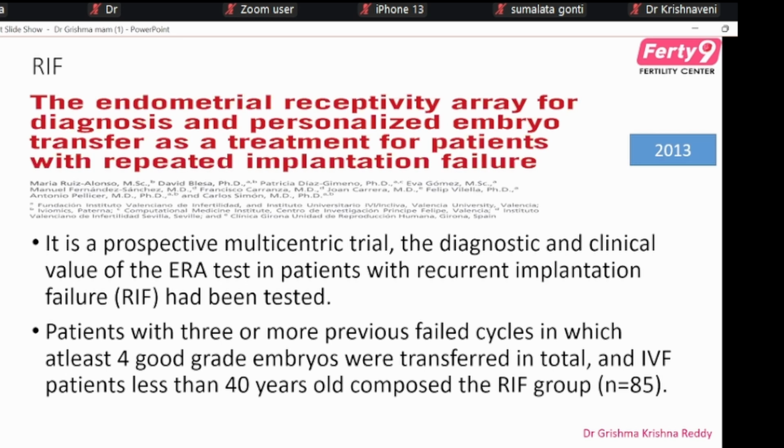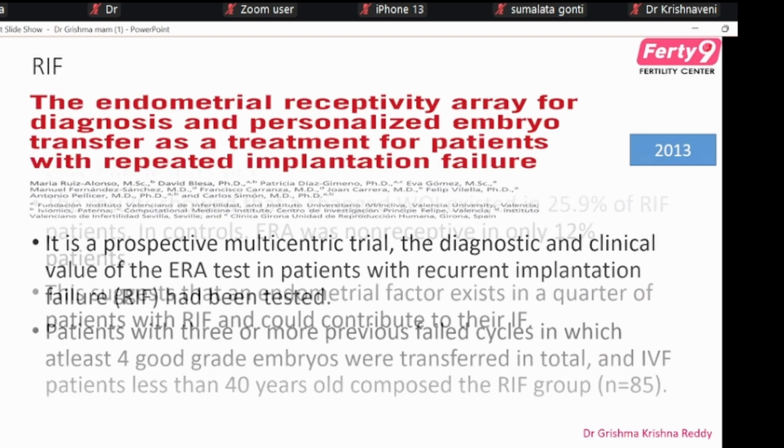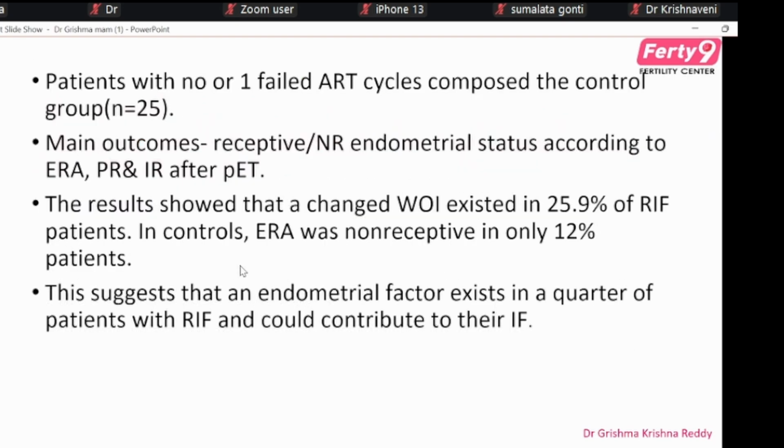This is personalized embryo transfer as a treatment for patients with RIF. In the study, patients with 3 or more previous failed cycles with at least 4 good grade embryos were included, around 85 RIF patients. The results showed that a changed WI existed in 25%. In the control group, it was non-receptive in only 12% of patients. So this suggests that an endometrial factor exists in a quarter of patients with RIF and could contribute to their implantation failure.